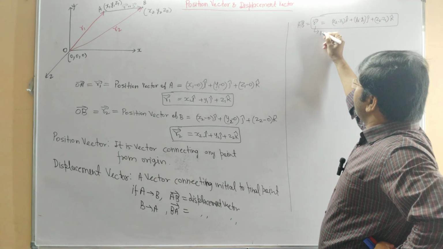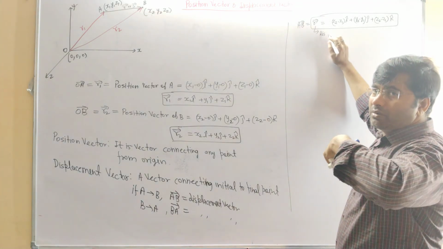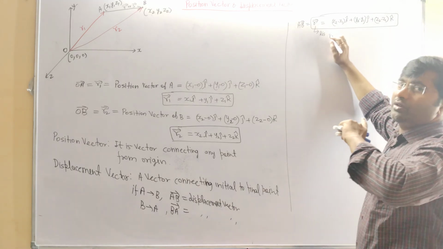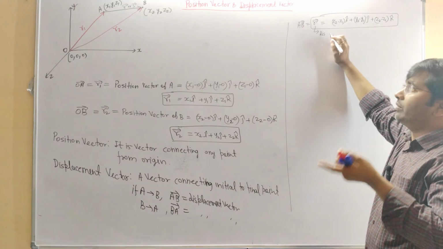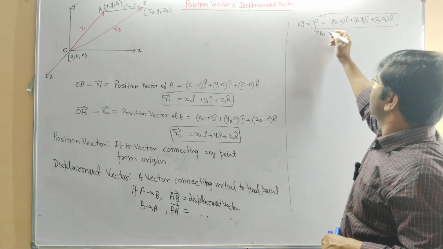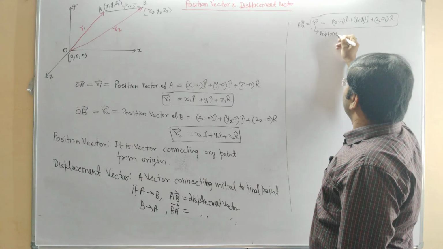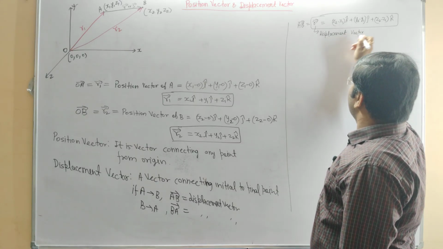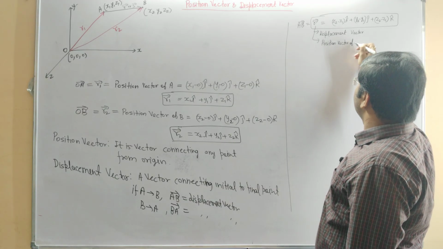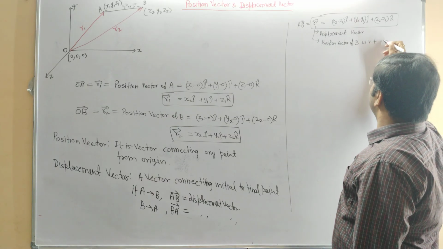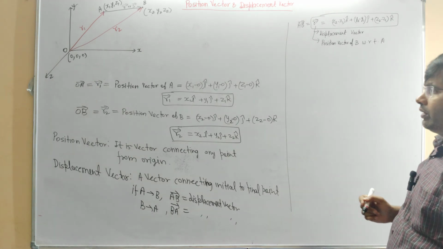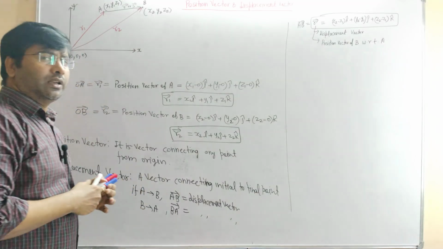This one is the displacement vector only if point A is shifted to point B, not if point B is shifted to A. If point B is shifted to A, then BA will be the displacement vector, and BA will be (x1 minus x2), (y1 minus y2), (z1 minus z2). This is the displacement vector, or we can also call it the position vector of B with respect to A. This is how we find the position vector and displacement vector.